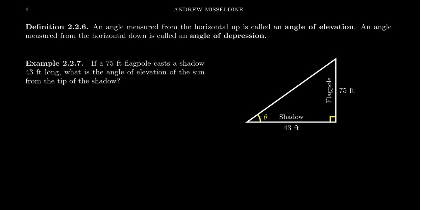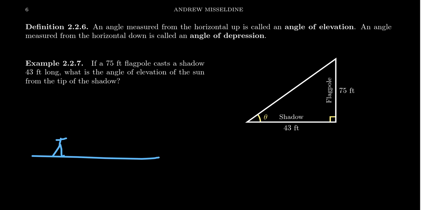One very important application of right triangle trigonometry is the idea of angles of elevation and angles of depression, which you see defined here on the screen. An angle measured from the horizontal up is an angle of elevation. So imagine a person standing on the ground, and we measure an angle looking up at something. That angle measure right there is an angle of elevation. It's an angle that's going upward from a horizontal line.